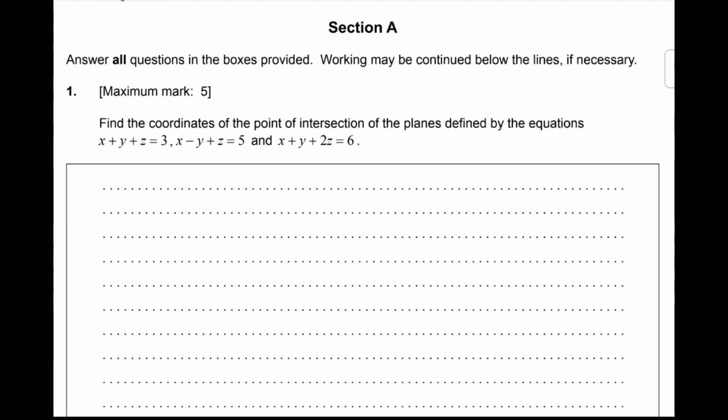So in section A, question number 1, you are given 3 planes. This is the first one, and that's the second one, and the third one, and you are asked to find the coordinates of the point of intersection of these planes. When you have 3 planes and would like to find a point of intersection, there are many ways to do it. The first one is called elimination.